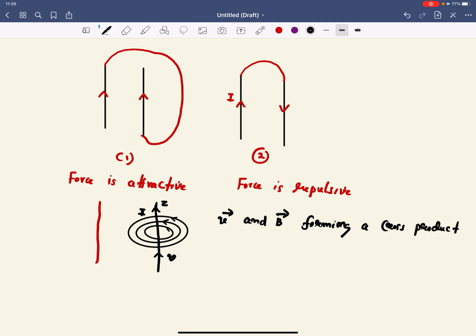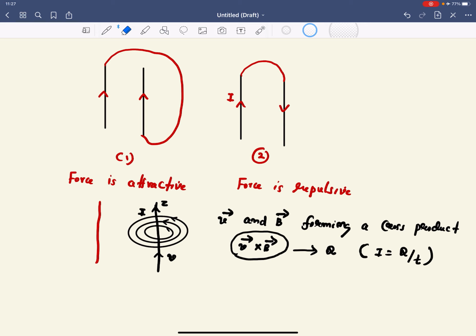So that means we can have a new vector, which is represented by V cross B. If this V cross B acts on another charge Q, because you can relate this Q to current, since current is Q by T or dQ by T, then there is a charge in the other wire, and this V cross B will produce a force, which is the Lorentz force, which can be written as F is equal to Q into V cross B.